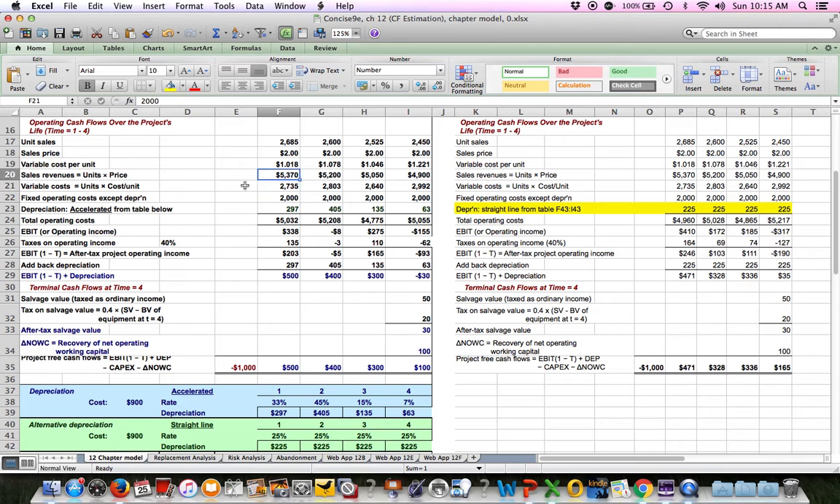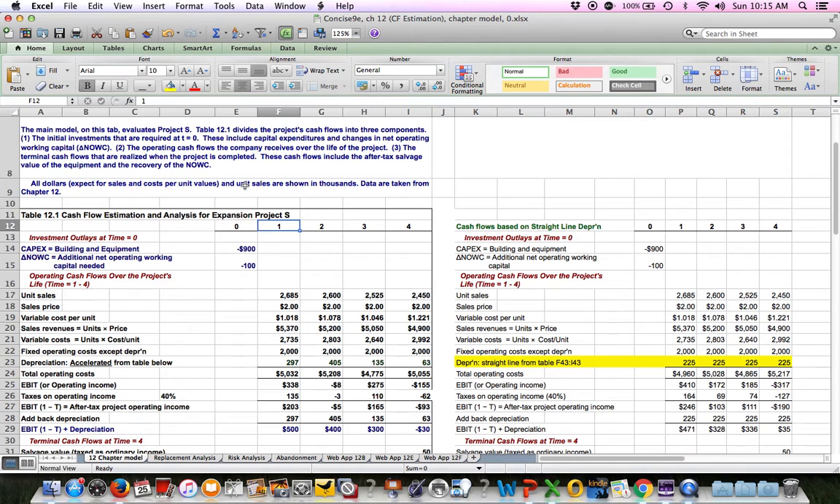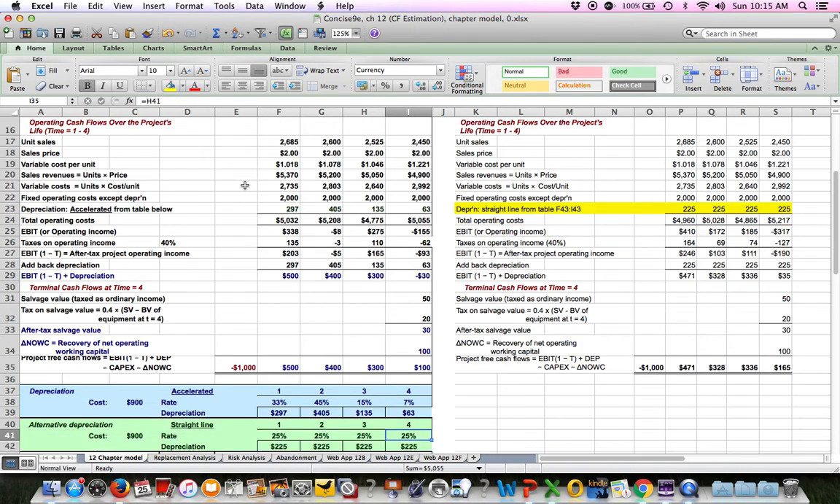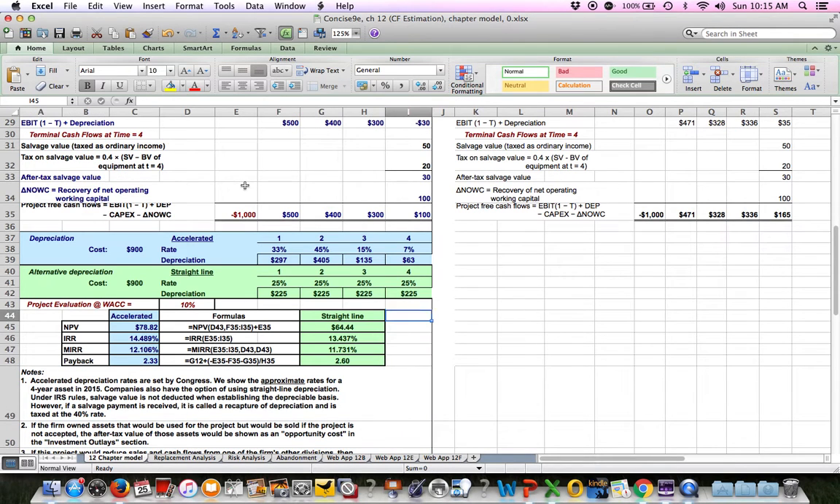And then what they do over here too is they're doing straight line depreciation over here, and on this side, they're doing more of the IRS accelerated depreciation. So I'm just showing you 2 examples and how that impacts a few things. They're giving us what the depreciation tables are right down here too. So they're giving us accelerated and straight line down here. So just showing you both numbers.